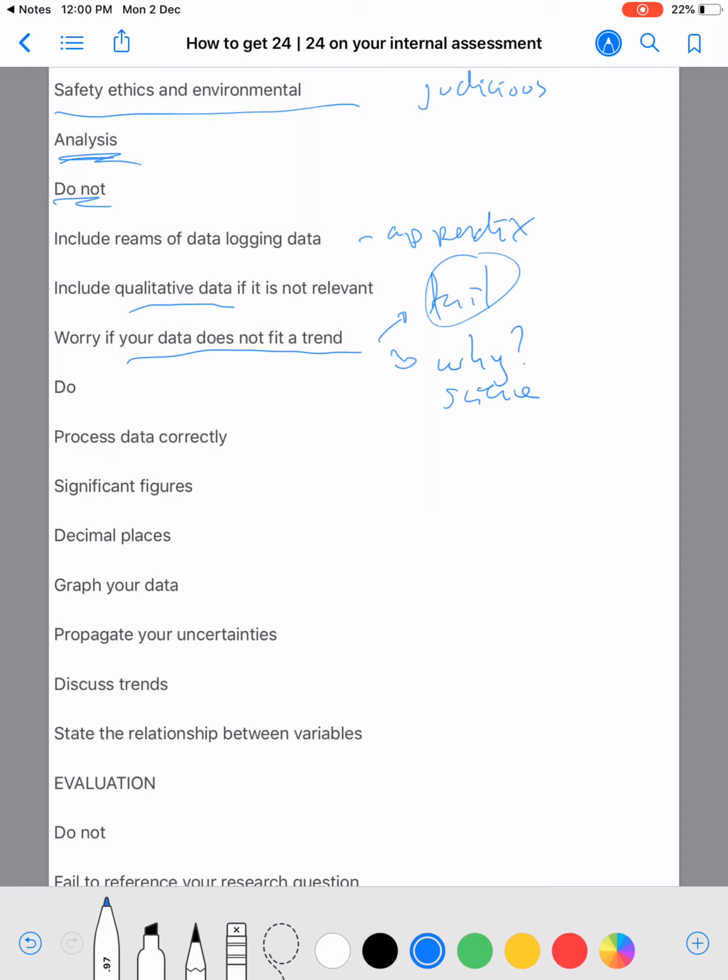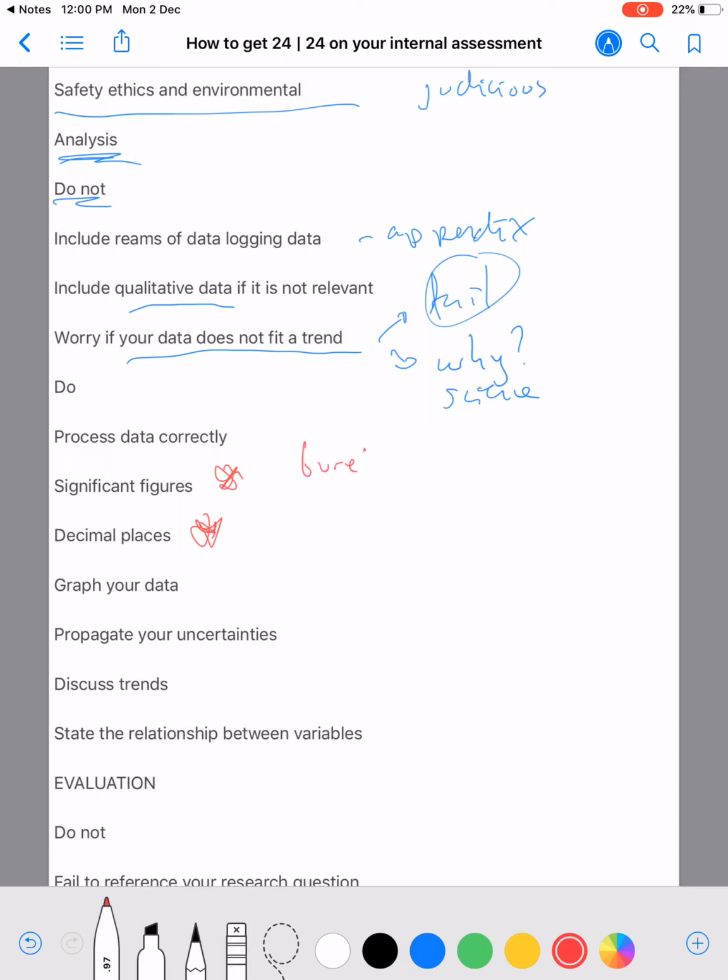If you don't get a trend and you can talk about it in a scientific way, you can still get full marks. Do process your data correctly. And then here are the two massive big kahunas that you need to worry about if you do not want to drop marks. So let me give you an example.